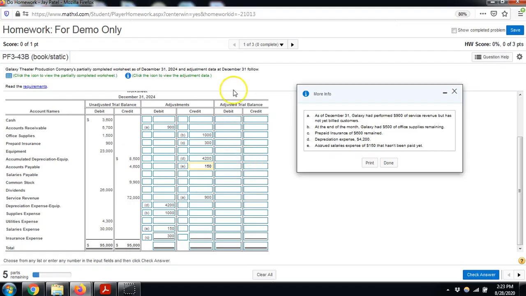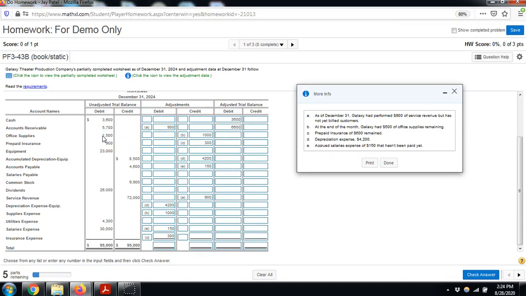So now, to get our adjusted trial balance, we're simply going to take this section of unadjusted trial balance and this section of adjustments and combine them to get this adjusted trial balance. So let's just carry it over. The first one is cash. There's no adjustment, so it's the same as our unadjusted trial balance. For accounts receivable, we had 5,700 in our unadjusted, and we're adding 900. That's 6,600.